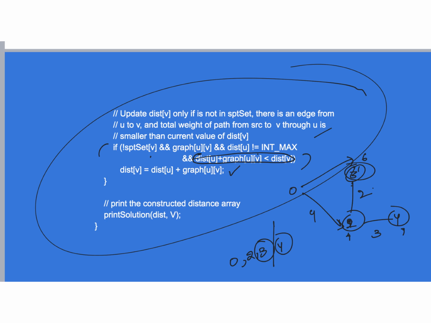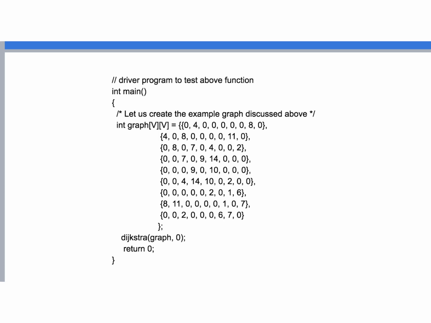Then we set dist v equal to dist u plus the graph of u and v. We just want to make sure that it is minimum. If it is minimum, then we're just going to make it that. Then we're going to just print out the solution. We just want to construct the distance array.